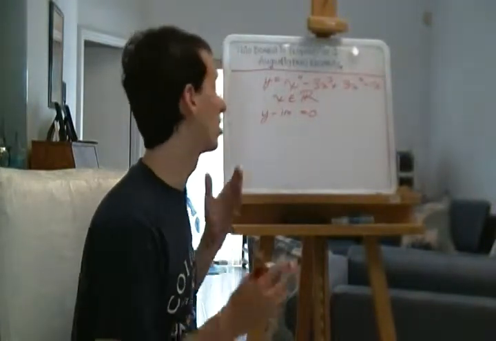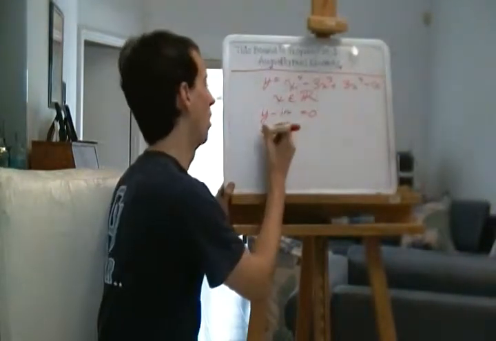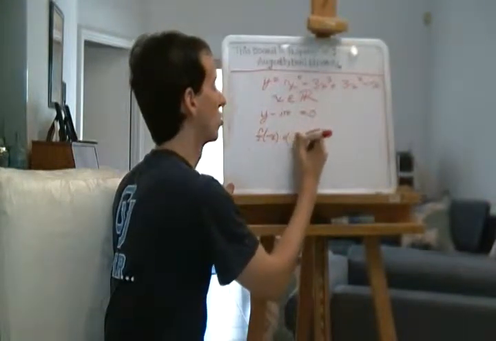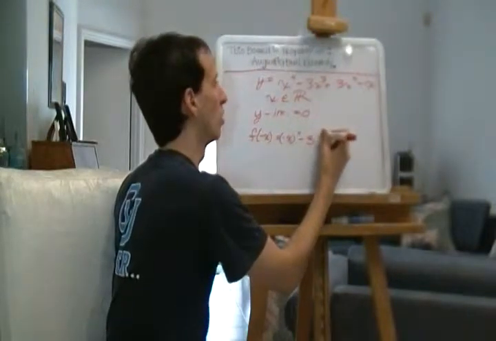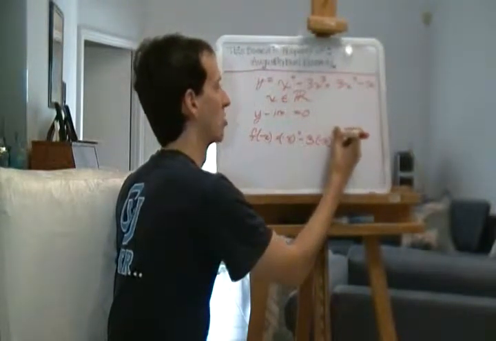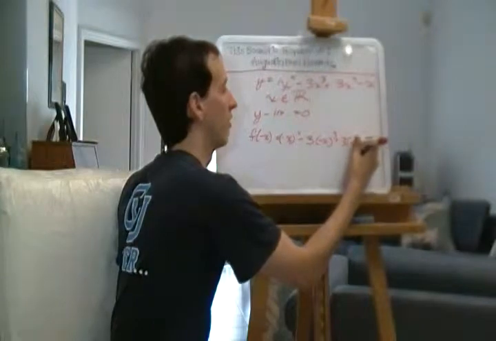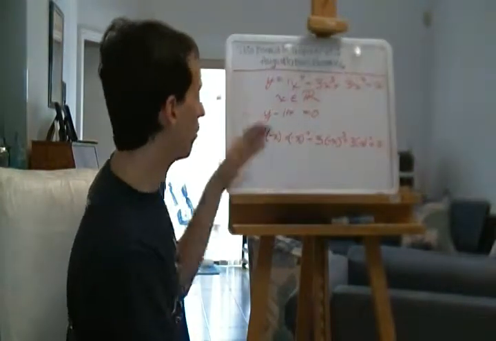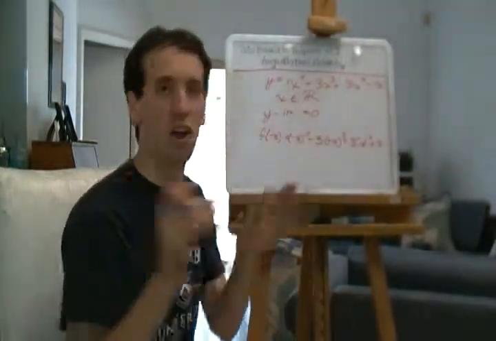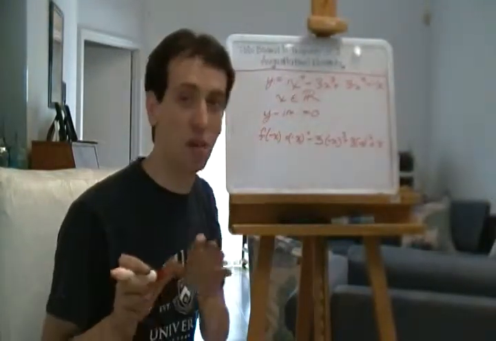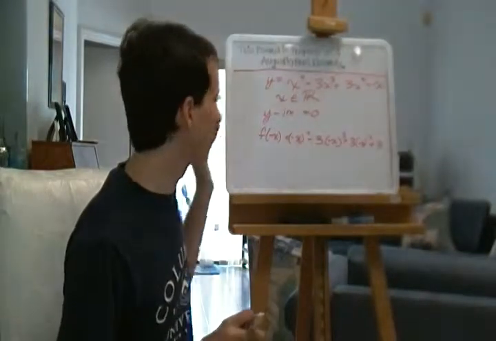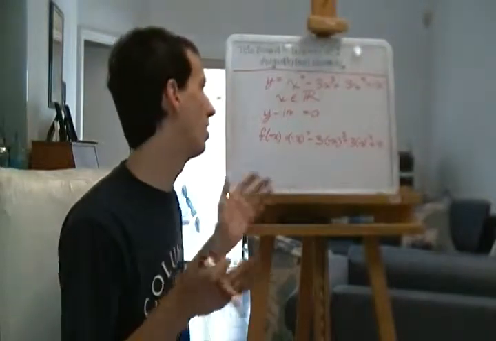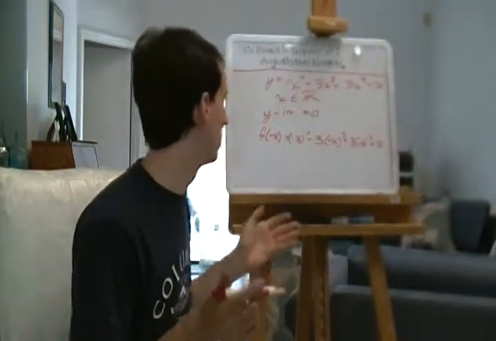What else? Is it going to be even or odd? Is there symmetry? Well, f of negative x is going to be negative x to the 4th minus 3 times negative x cubed plus 3 times negative x squared plus x. And if you figure this out, you'll realize that not all of the signs change. Some do, some don't. So it's neither even nor odd. All right, so there's no symmetry. It's got a y-intercept at 0, and its domain is all real numbers.